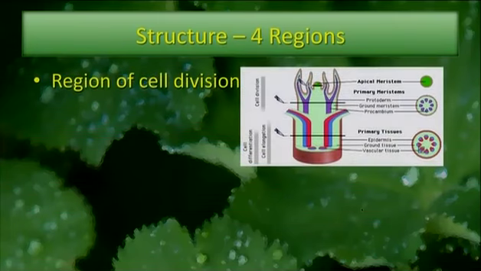Now the region of cell division. That's the region where you have the apical meristem. This here is actually a stem, not a root, but the apical meristem is at the tip of shoots as well. That is what they call the region of cell division, and it produces the root cap in the root.